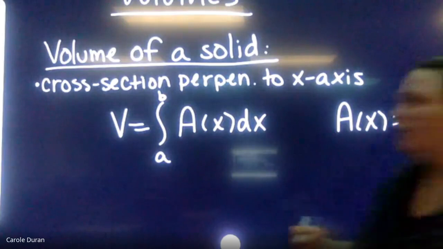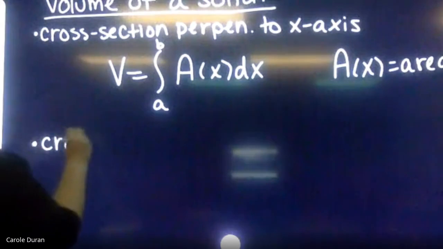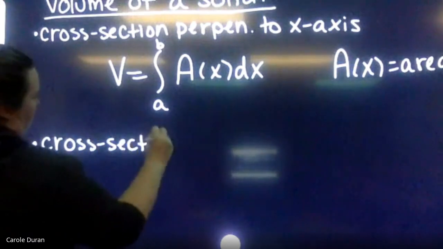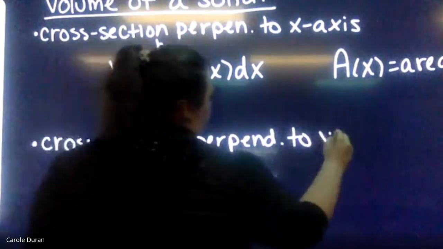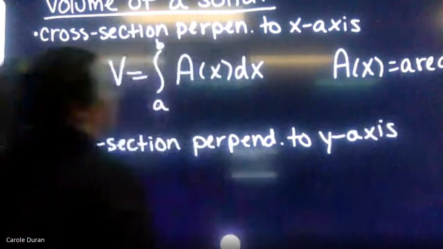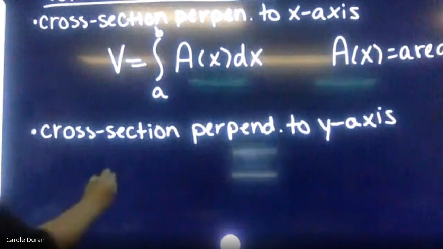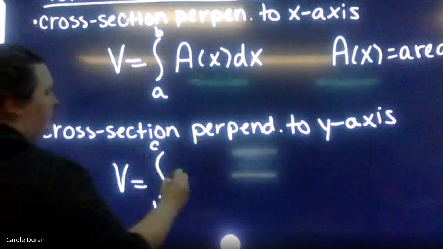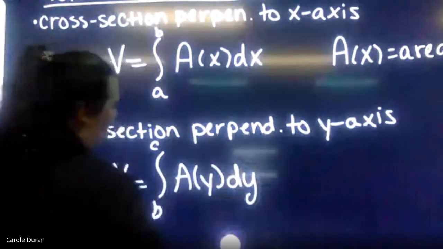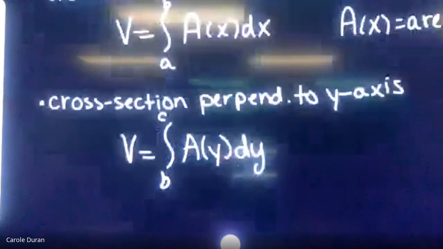The other type of volume that we can have has a cross-section that runs perpendicular to the y-axis. It is very similar to the previous one, but instead of being in terms of x, it's in terms of y. So my volume is still equal to the integral from B to C of my area in terms of y dy. You have to ensure that if we have it in terms of y, everything is in terms of y, including our integration bounds.